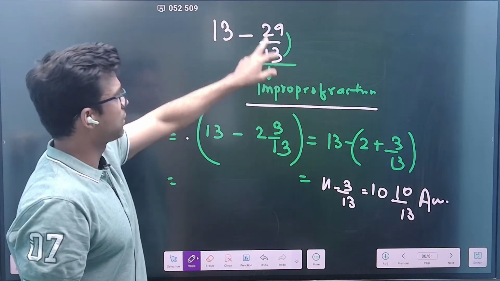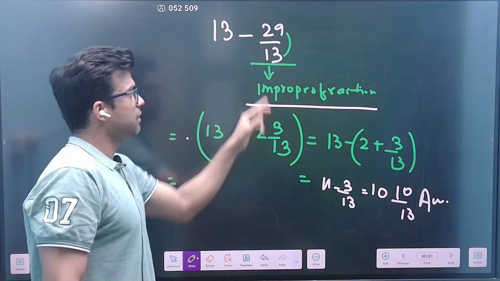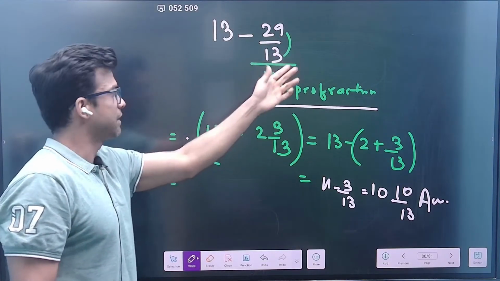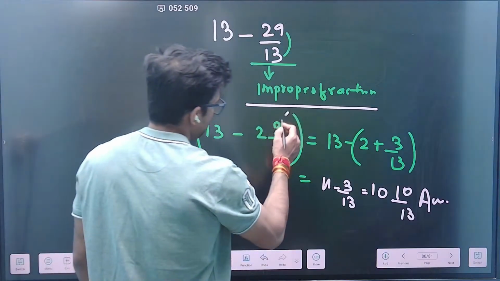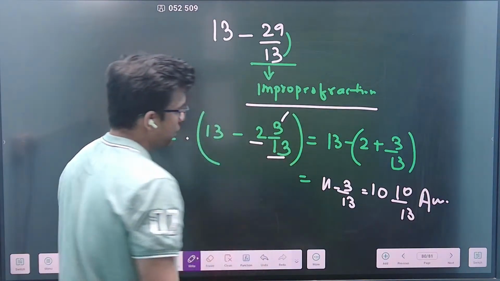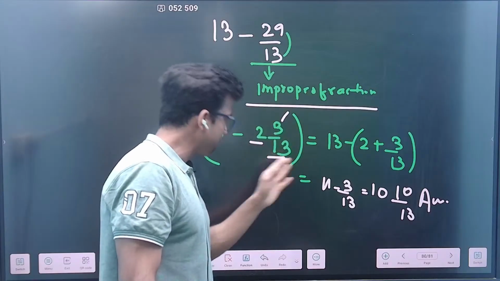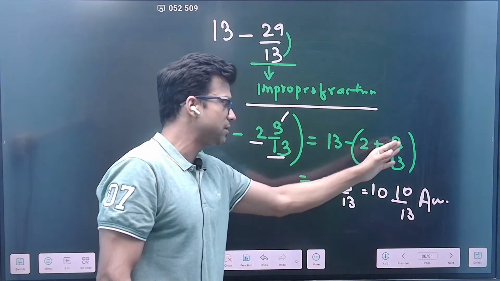If you divide 13 by 29, 13 goes 2 times, meaning 29 goes 2 times. 13 twos are 26. 3 is the remainder, 2 times, and this is the divisor. Correct? Write it down in such a manner. Now, this is in the bracket, and this whole is in minus. So 13 minus 2 plus 3 by 11.